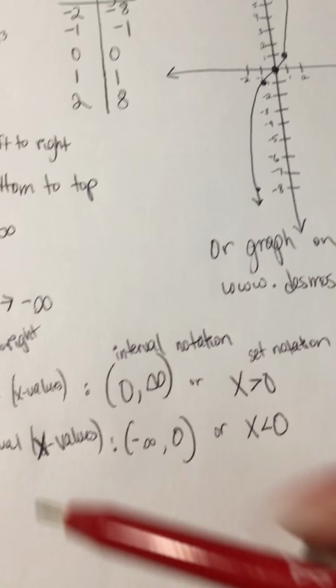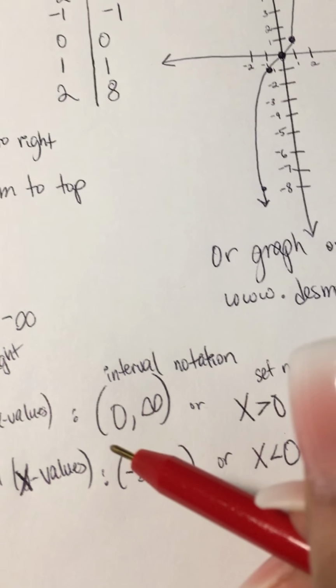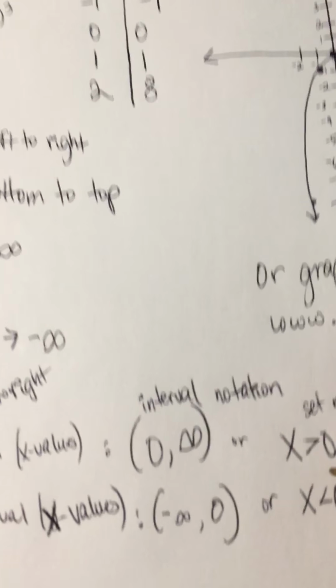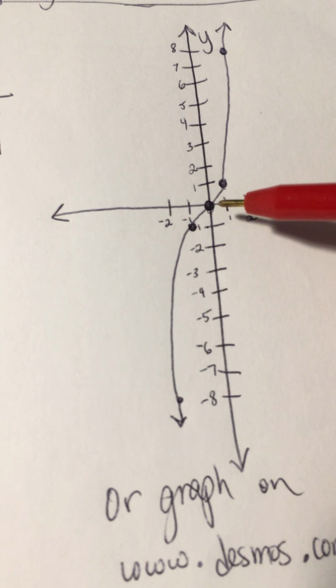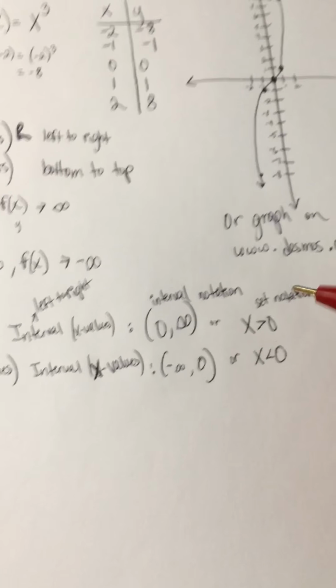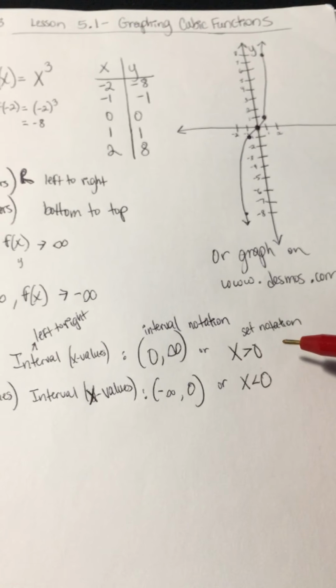So because 0 is a transition point, I have to put parentheses around the 0, and I'm not going to put that little dash underneath, because at the number 0, the y values cannot be negative nor positive. 0 is neither positive nor negative, so I cannot include 0. It's just greater and less than 0.